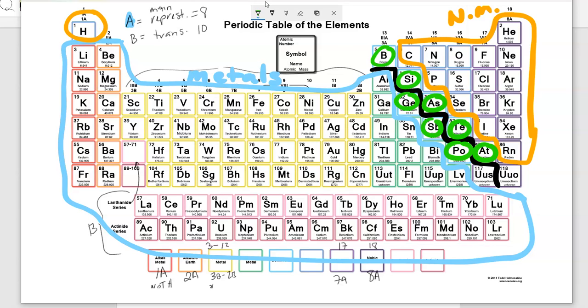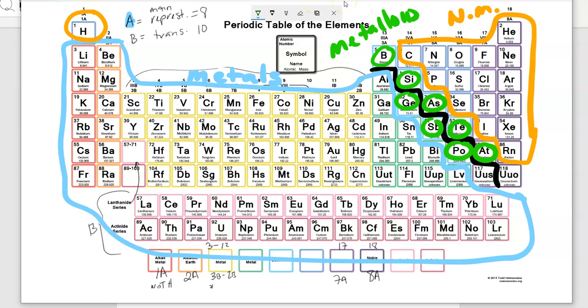If you notice, metalloids have properties of both metals and nonmetals. Usually they physically look like a metal, but they react like a nonmetal. Now be very careful with Mr. Aluminum. Aluminum is not a metalloid. I know he touches the staircase, but he is absolutely 100% metal. So those are your different properties of the periodic table.